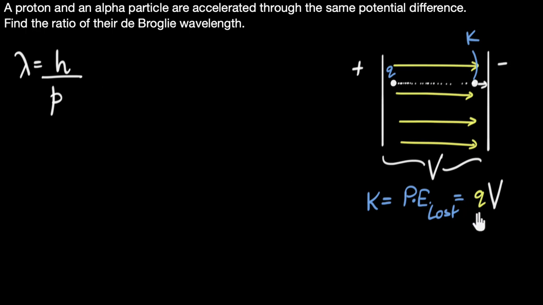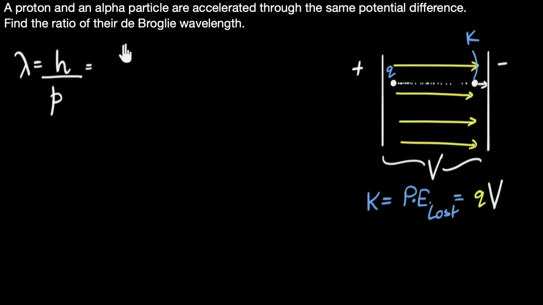And do I know the charge of the proton and alpha particle? I don't need to know their charge. I need to know their ratio, and I think we do. And we are given that they are accelerated through the same potential difference. I think we have everything we need. It'll be a great time again to pause one last time and see if you can substitute everything and try. Okay, let's do this.